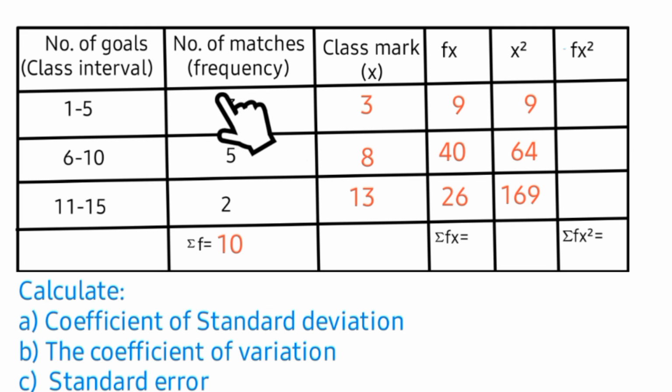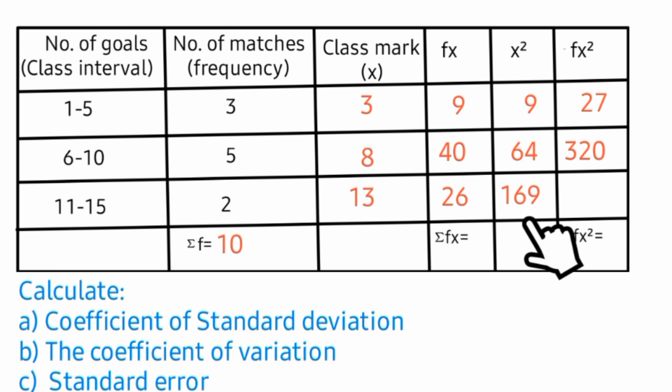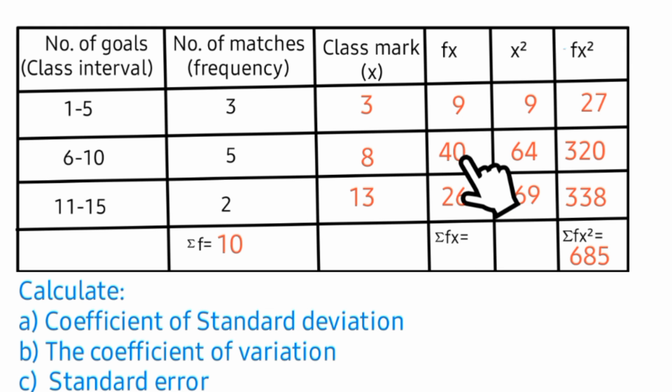That is frequency multiplied by s square. The first fs square will be 3 times 9, followed by 5 times 64. Lastly, 2 times 169, 338. Now let's sum up all these values. 27 plus this plus this. Let's also sum up this. 9 plus 40 plus this.